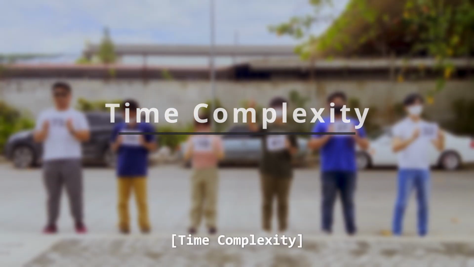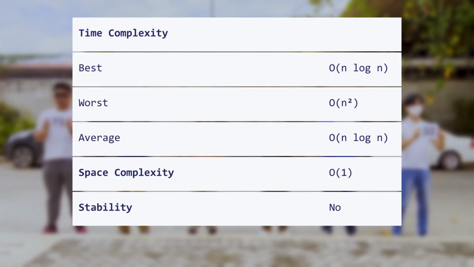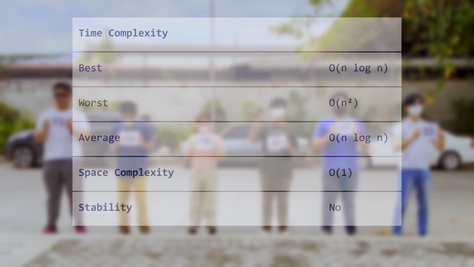Time complexity. The time complexity of shell sort varies depending on the gap sequence used. In the worst case, it can be big O of n squared, but with good gap sequences, it can perform close to big O of n log n.